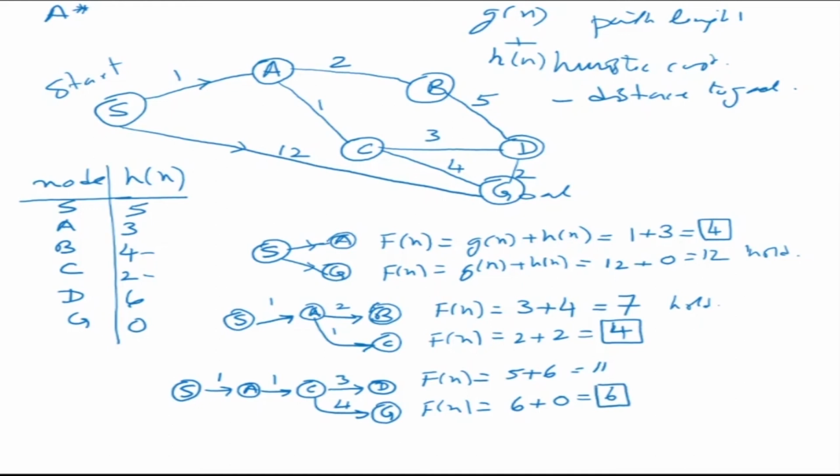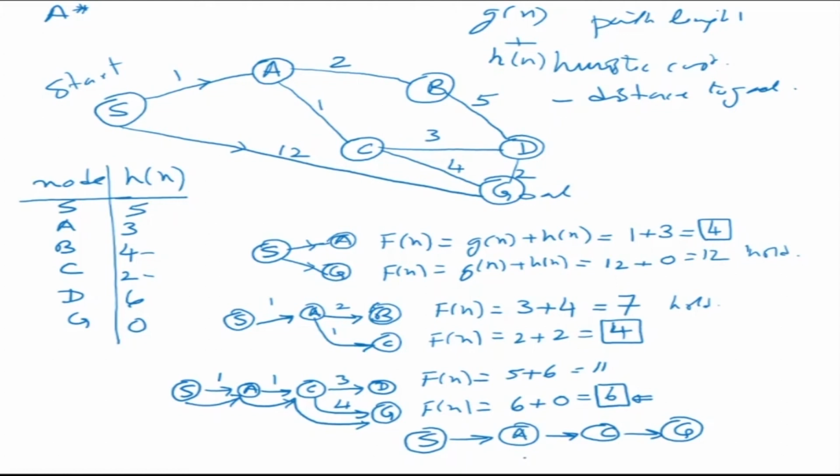Now, if you see, you have reached G, and the shortest path was S to A to C, C to G. Okay, I hope you can visualize that. So this is giving me 6, and that is the shortest path length. So S to A to C, and C to G is the shortest path.